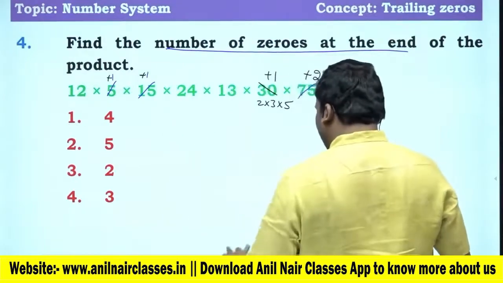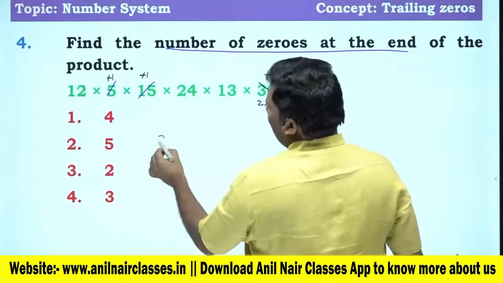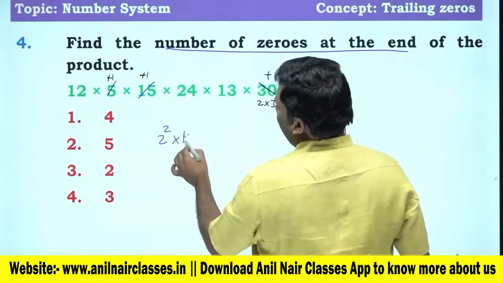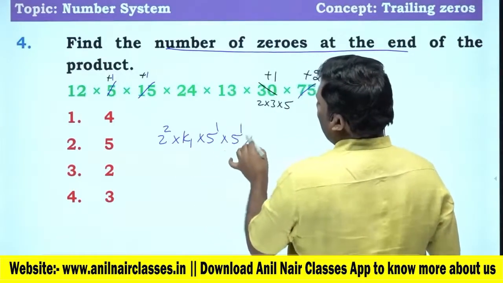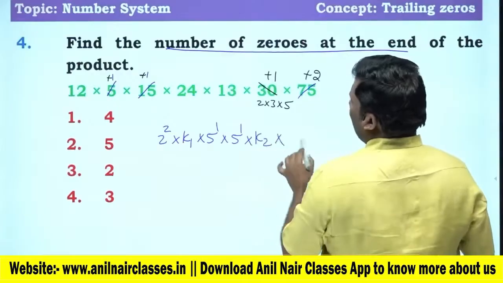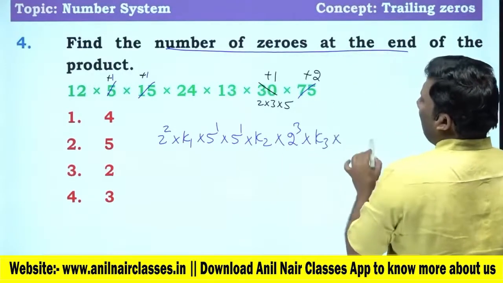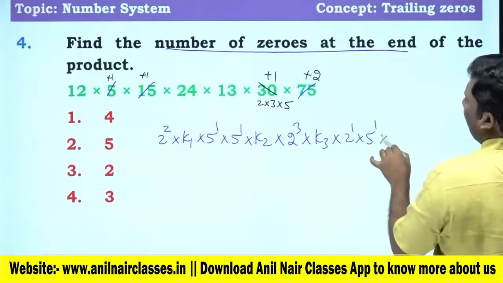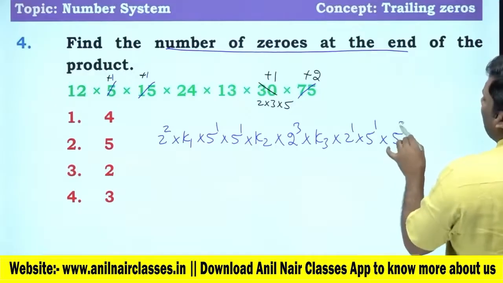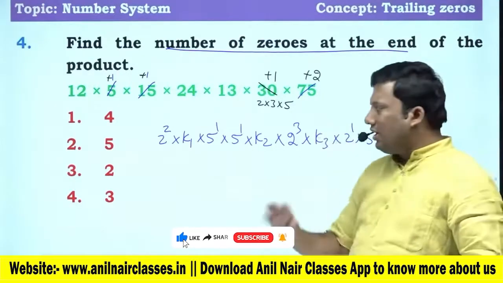These are the kind of problems where you might do silly mistakes. So 12 is 2 square into 3. 5 is 5 power 1. 15 is 5 into 3. I don't require it. 24 is 2 cube into 3. I don't require it. 13 I don't require. So 30 contains 2 and 5. 75 it is 5 square into 3. I don't require anything other than 2 and 5.